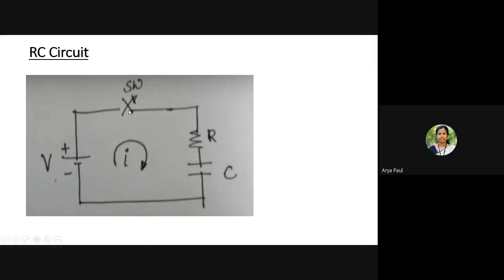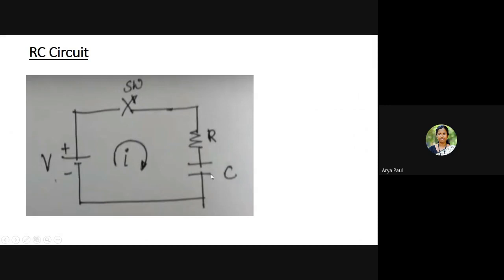Here what happens? Initially the switch is open. That means this is an open circuit. There is no connection from this voltage source to here. Isn't it? So initially there will be no current. So what happens when the switch is closed? This is a closed circuit. So what happens here?